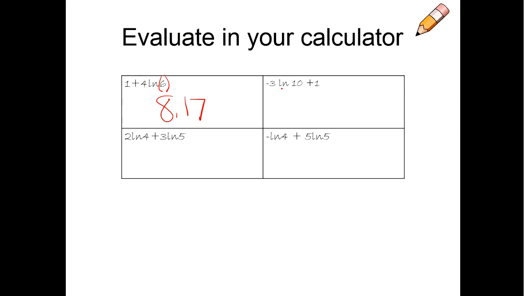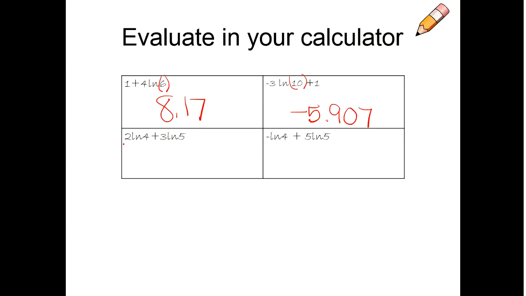Negative 3 times ln of 10 plus 1. Notice, guys, this plus 1 is not inside the ln. It's outside, so be very careful when you plug that in. Make sure you put parentheses around the 10. So it should be negative 5.907 approximately.